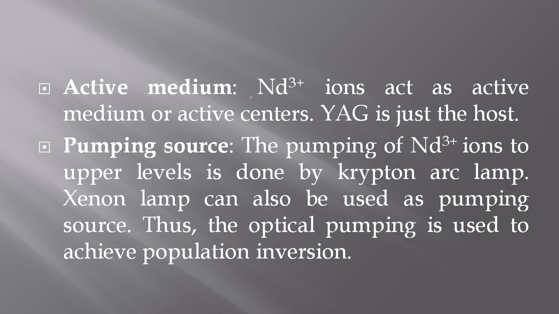Active centers. The neodymium ions act as active centers. I have discussed active centers in the previous video lectures. YAG is just the host. Pumping source: the pumping of neodymium ions to upper levels is done by krypton arc lamp. Xenon lamp can also be used as pumping source. We have used xenon lamp in the ruby laser. Thus, the optical pumping is used to achieve population inversion.